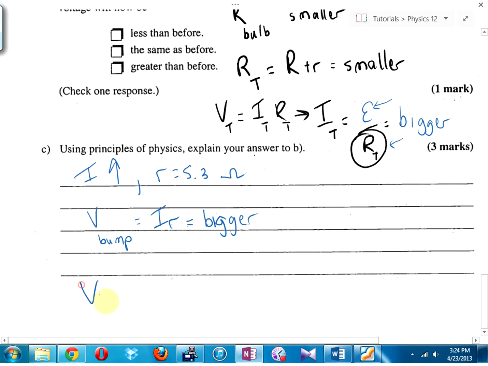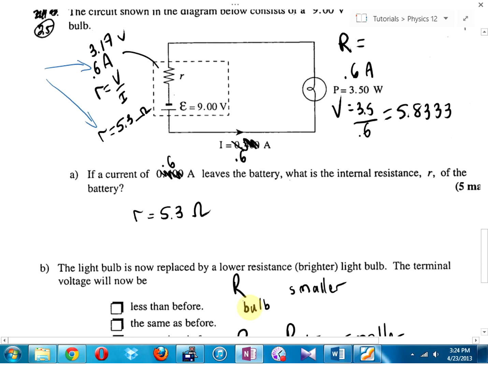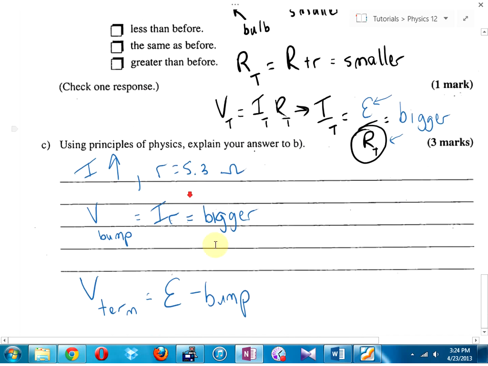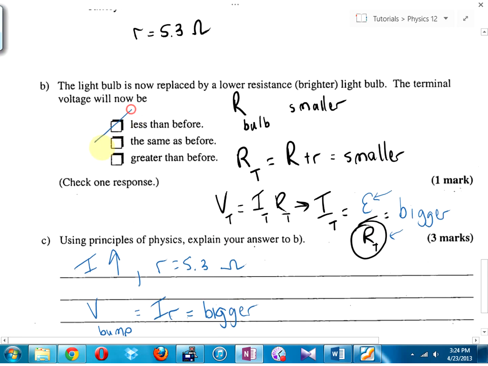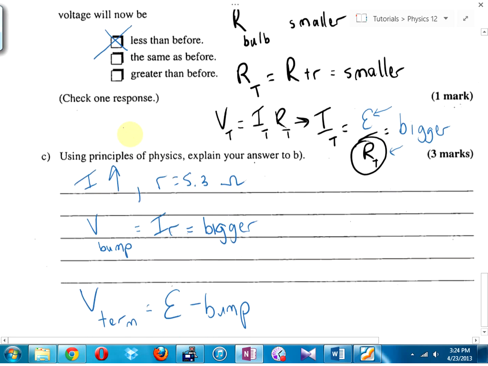And the terminal voltage is chairlift minus bump. Bump? Bump. That was dumb. That was dump. Yeah. Bump. Getting my P's and B's mixed up. So instead of 9 volts minus 3.17, it's going to be 9 volts minus a larger number. You know what? My terminal voltage is going to be less than before. And in terms of a proof, there you go.